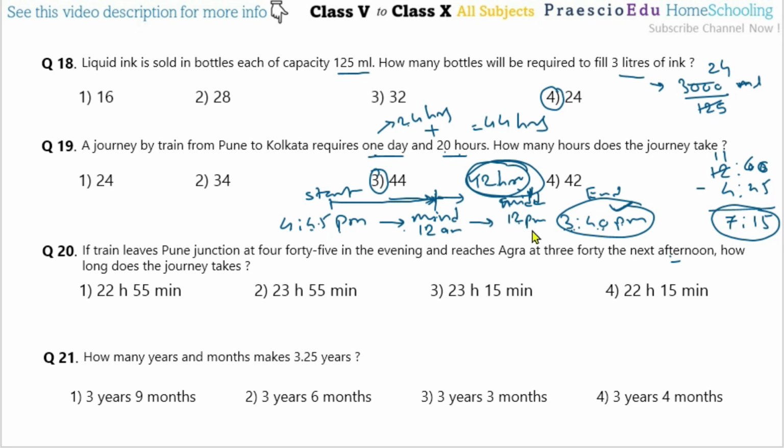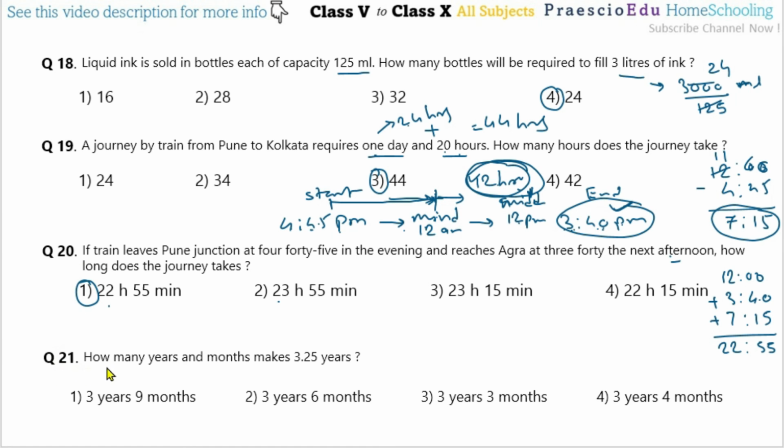After this addition, 12:00, 3:40 and 7:15. So 40 plus 15 is 55, and 12 plus 3 plus 7 is 22. So 22 hours and 55 minutes means option number 1 is the correct one.